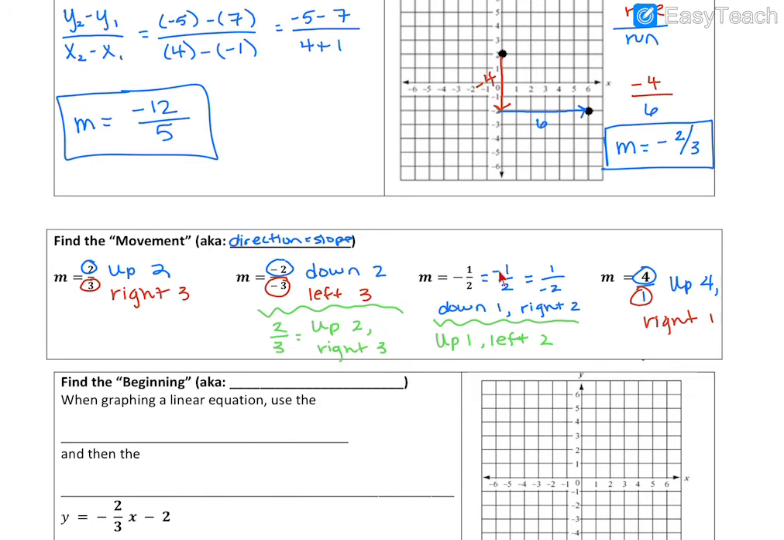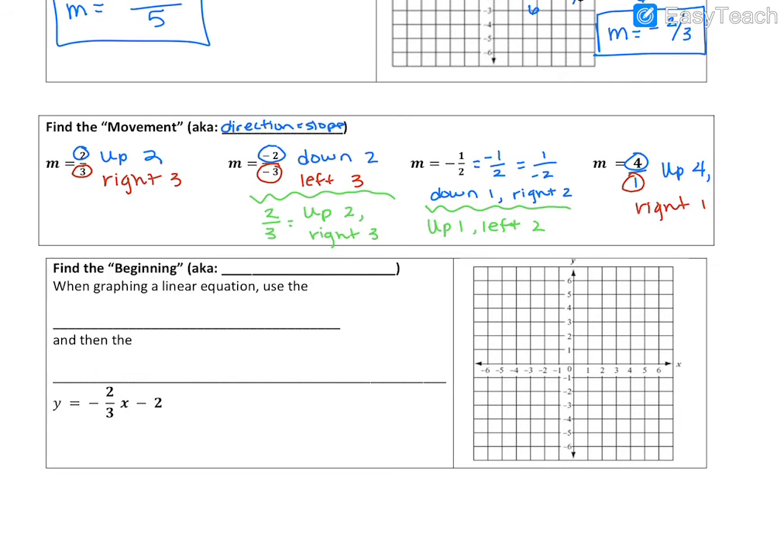So it doesn't matter if you move the negative to the top or the bottom when you have one negative sign. This one was just 4, but 4 is the same thing as 4 divided by 1. It doesn't change the value if we divide by 1. So if you want to write it like that, that way you can see the bottom number, the run, you're going up 4, right 1.